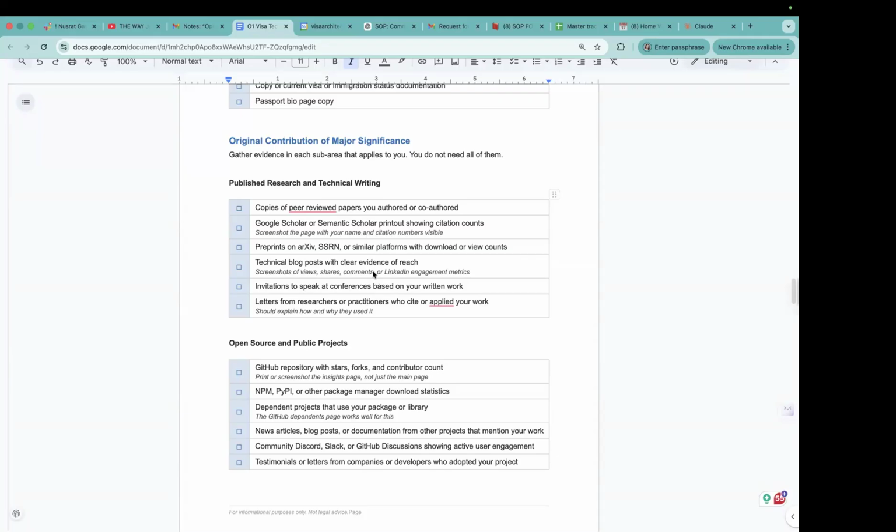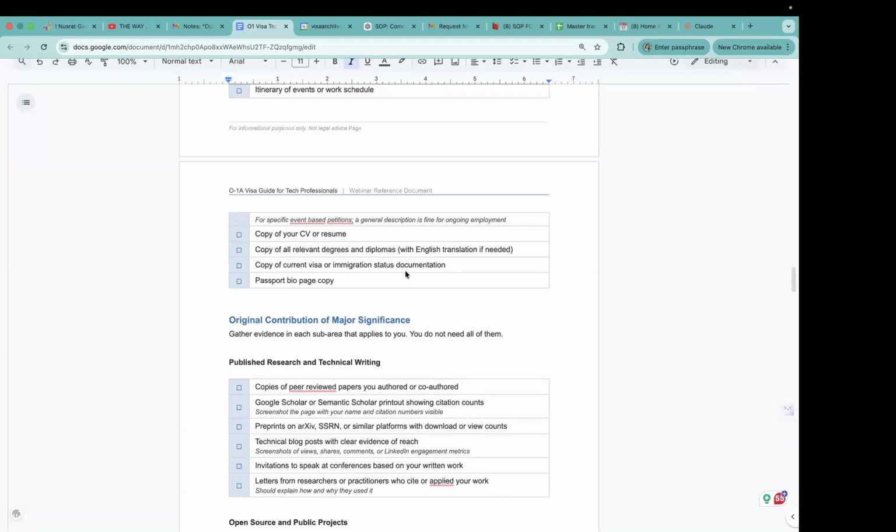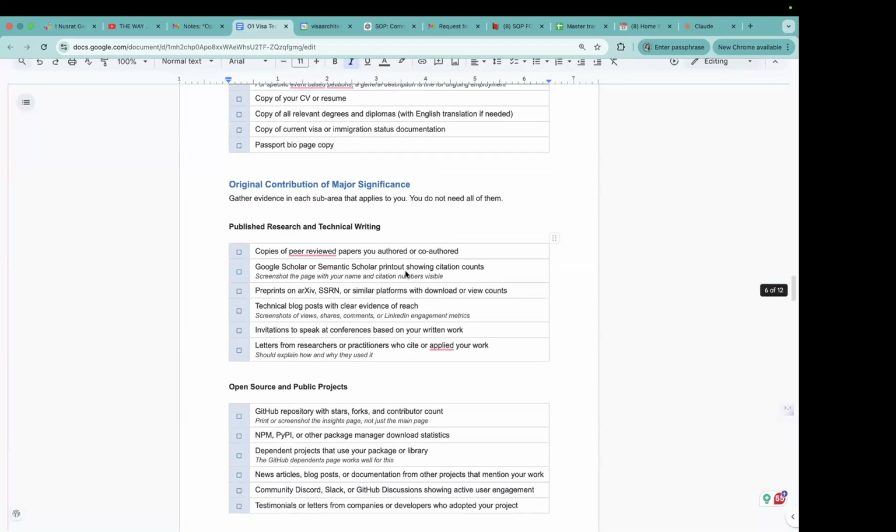I have one more question. In your document, if you scroll up, you have to get three or more proofs for each of these or some of these categories. Is that how I should read it?